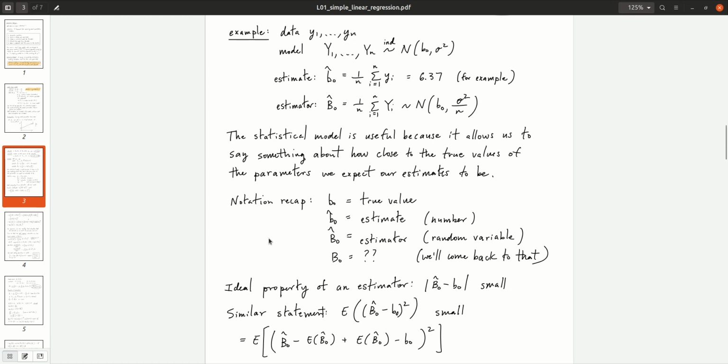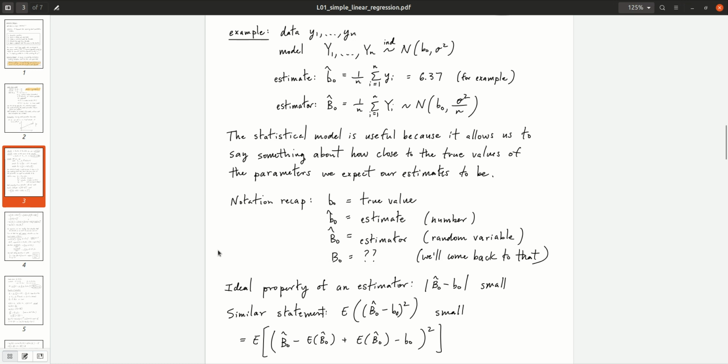This is also a number, and we do know what this number is because it's just a function of the data that we observed. And we put a hat on it to indicate that it's an estimate of the true value b0. And then big B0 hat is our estimator. Again, this is a random variable. So we have all these combinations, b0, b0 hat, big B0 hat, and we haven't said what big B0 is, but that's something we'll come back to later.